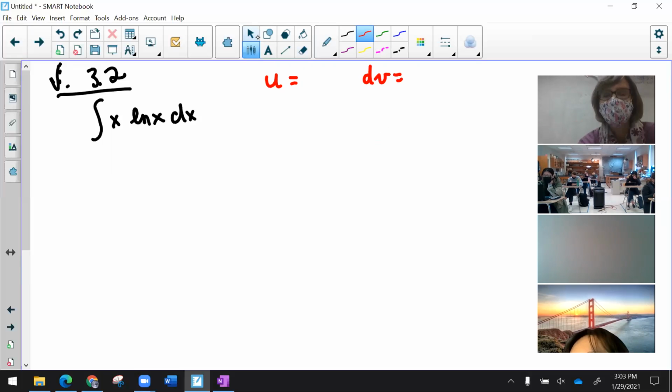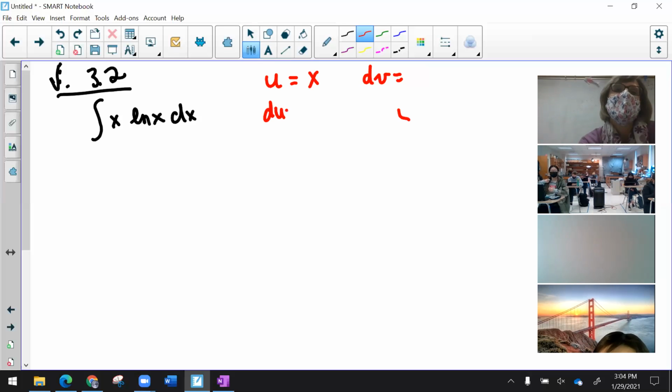Natural log of x. You kind of have to let it be the natural log of x. But let's pretend for a minute that we're not as forward thinking as Katie. Let's say you say, well, if I let u be equal to x, then du is dx, and that is simple. I can integrate that. But that means that dv is the natural log of x dx.